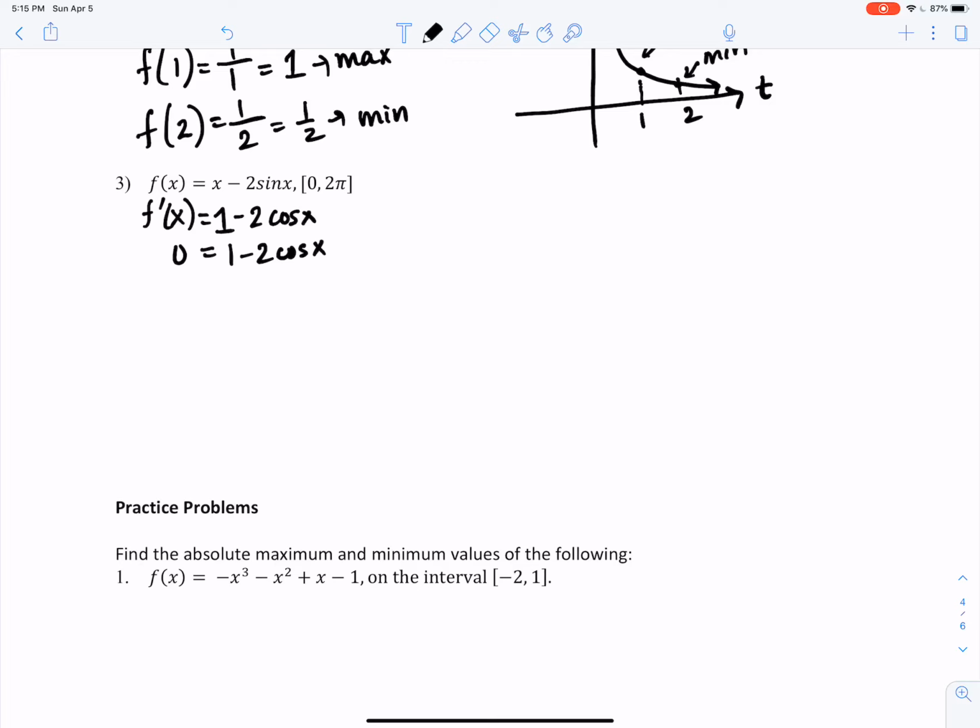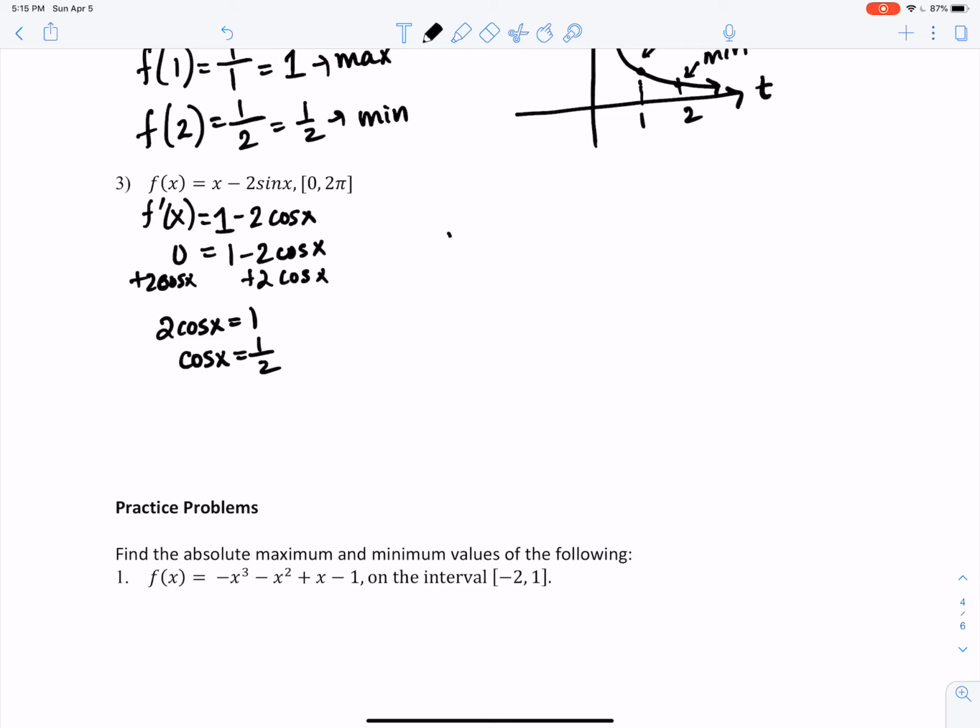So I'm going to add 2 cosine x to both sides. And I end up with 2 cosine x equals 1. I want to solve for cosine of x, so I'm going to divide both sides by 2. So I want to know for what value of x does the cosine of x equal 1/2.